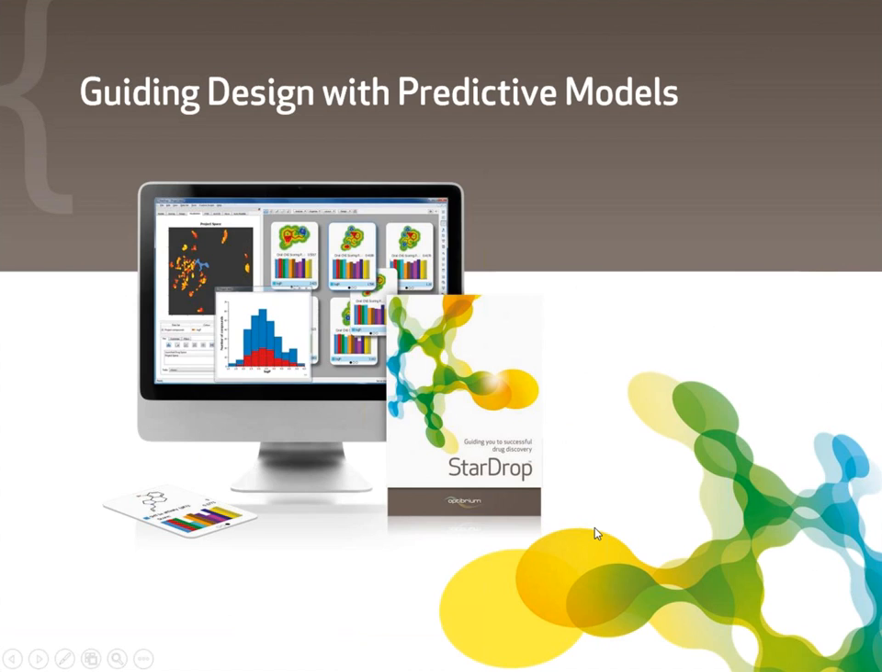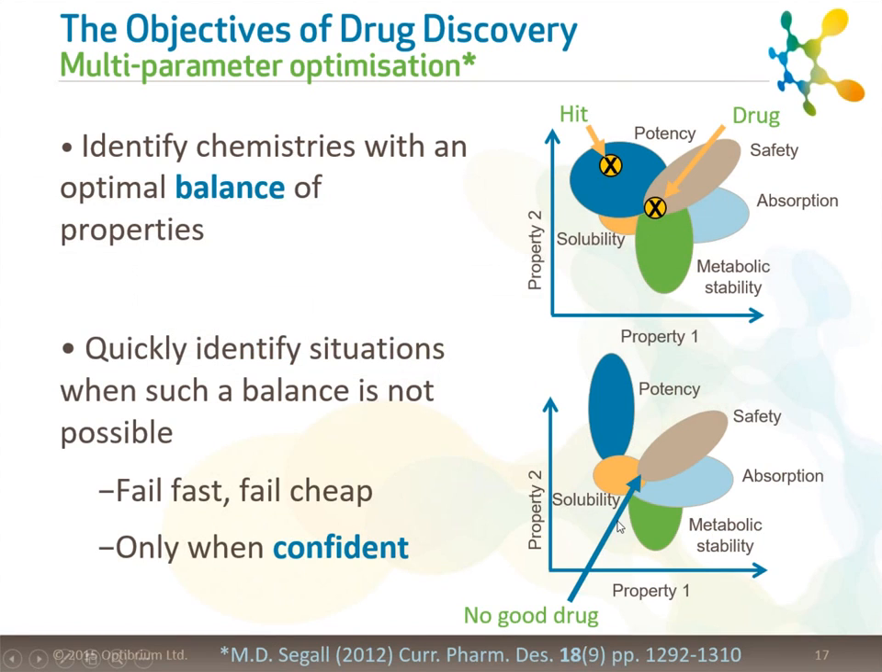Just a few of the issues around building, validating models, and understanding where they can be applied and with what level of confidence. And so now we want to think about how we can actually guide design with these resulting models. And of course, it comes back to this multi-parameter optimization idea that I mentioned. This is the slide I showed you before, where we're trying to identify the balance of properties. We're also trying to identify those situations when we cannot find a high-quality compound, but do so with confidence, because the last thing we want to do is to miss the opportunity to find a good drug due to an uncertain measurement or uncertain prediction.